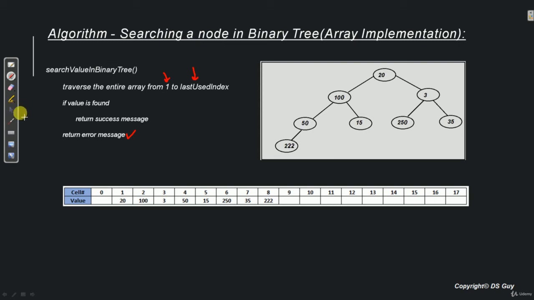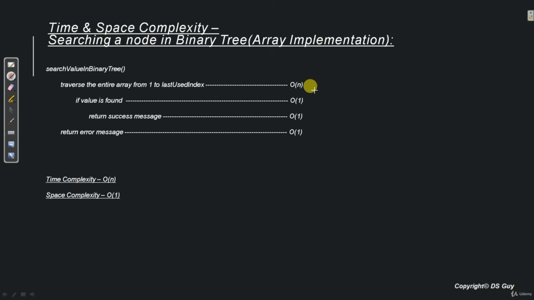Now let's see the time and space complexity of this algorithm. So traversing the entire array from 1 to last used index will take order of n time, because if it is a complete tree, it will use almost all of the cells of the array, and the number of cells in the array is n. So the time complexity becomes order of n. Checking if the value is found is a constant time operation, and returning a success or an error message is again a constant time operation. So if we add all of them, we get time complexity order of n.